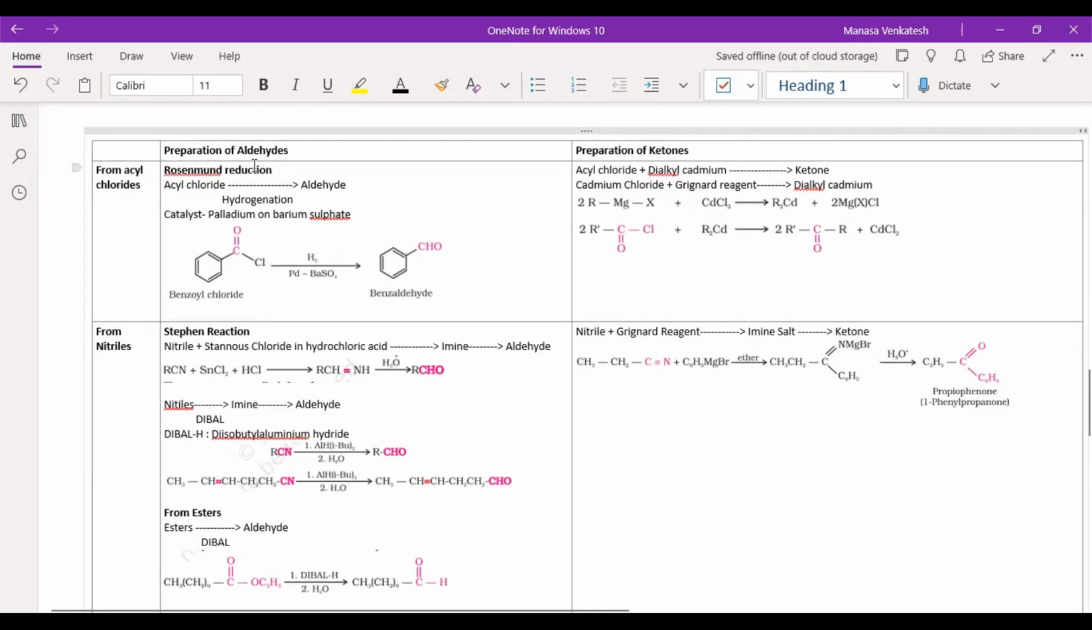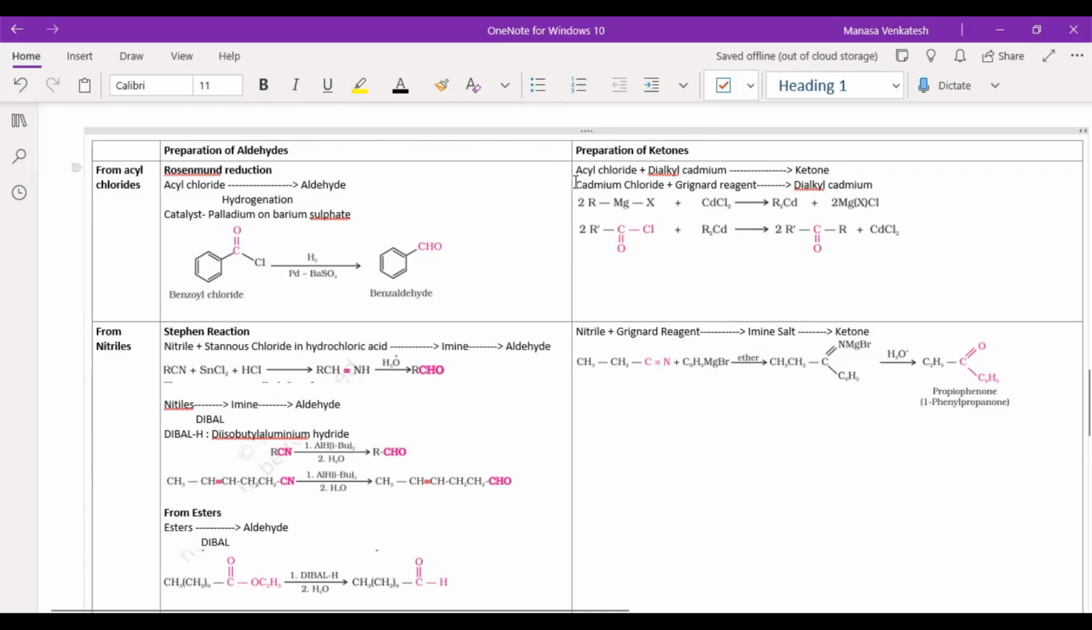So first, let's look at the preparation of aldehydes from acyl chlorides. Now, Rosenmund's reduction involves the acyl chloride undergoing hydrogenation to form an aldehyde. Catalyst is palladium on barium sulfate. So here you have benzoyl chloride. It's undergoing hydrogenation in the presence of palladium on barium sulfate to give us benzaldehyde.